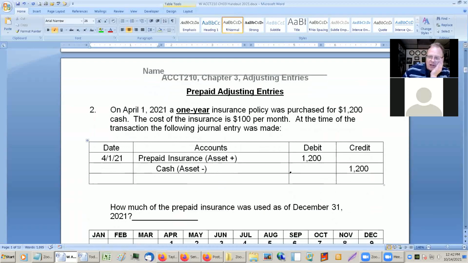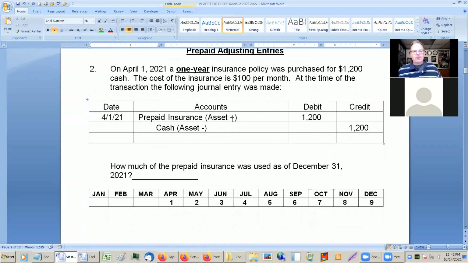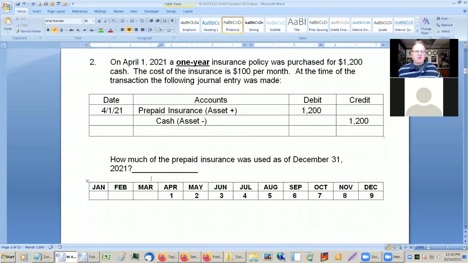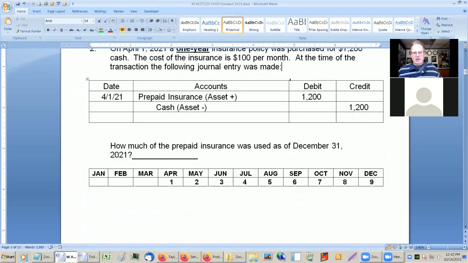Okay, let's go ahead and start doing these. It'll hopefully make more sense. We have a 1-year insurance policy. It was purchased for $1,200. The cost of the insurance policy was $100 per month at the time this journal entry was made.